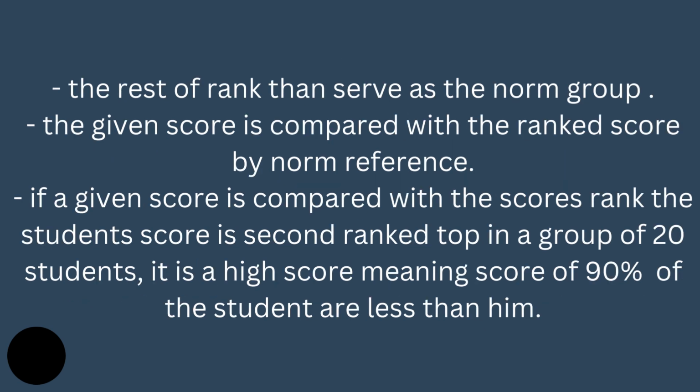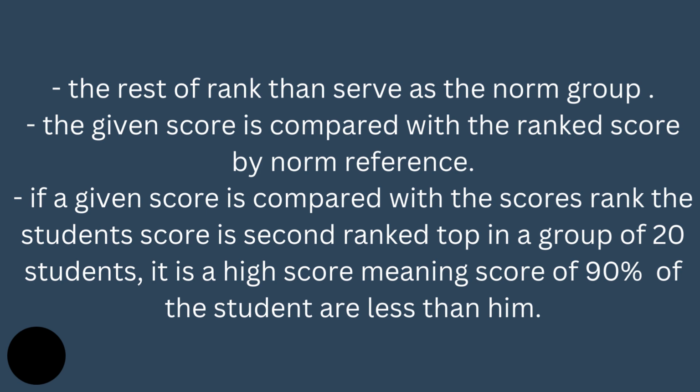The rest of the ranks then serve as a norm group. In the specific group in which two or three students fall, it is the norm group of the other students, but each group is an interrelated norm group. Two students in one group, two students in the next group, they are in the same group, so the next group is the norm group to them. The given score is compared with the ranked scores by norm reference.